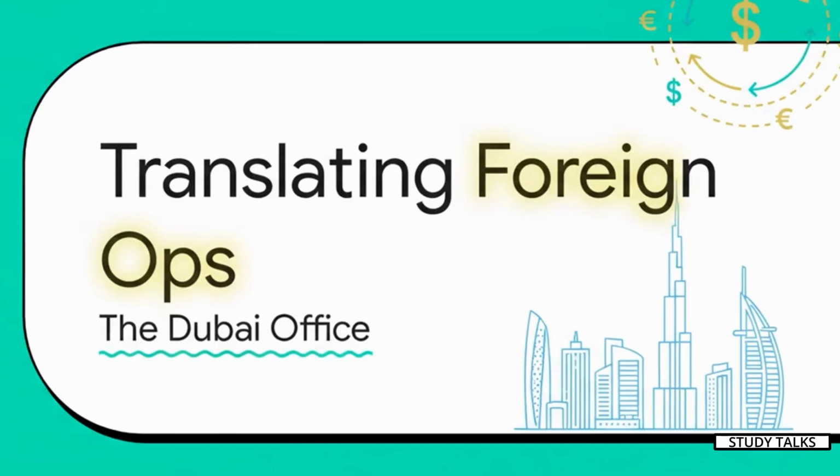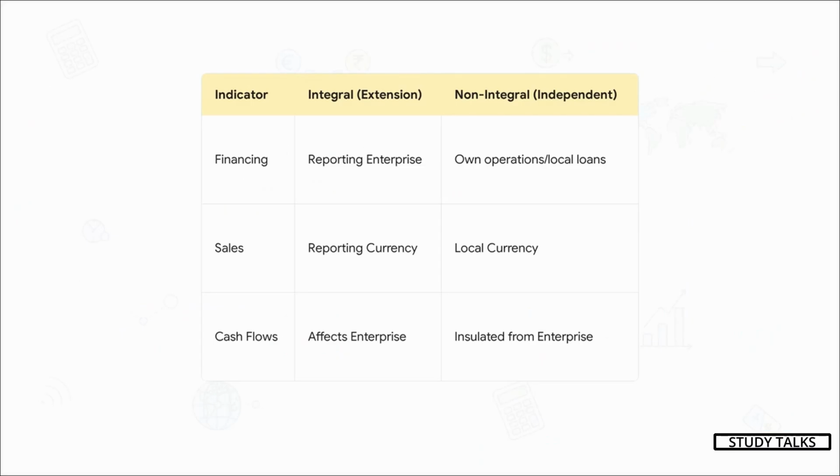Phew, okay, we have totally nailed foreign currency transactions. Now let's switch gears and tackle the second part of the puzzle, Rotomax sales office in Dubai. This is a foreign operation, and that means we need a different set of rules. The very first thing you have to do is classify the foreign operation. Is it an integral operation, which is basically just an extension of the head office, or is it non-integral, meaning it's pretty much a standalone business?